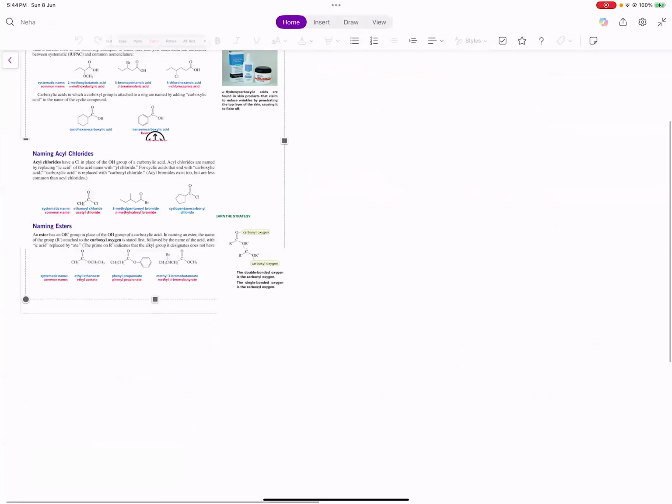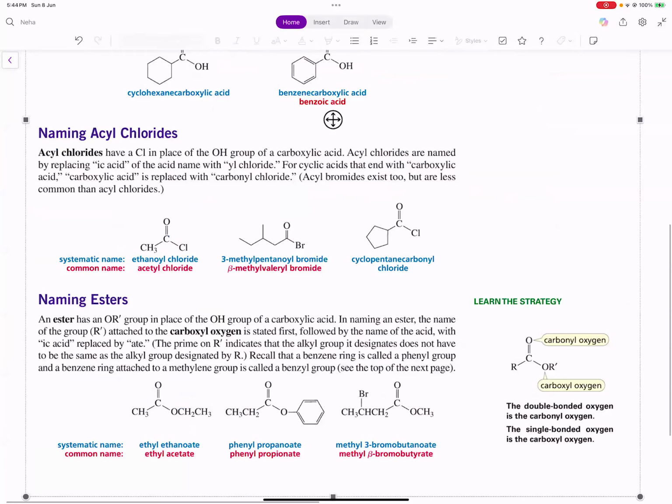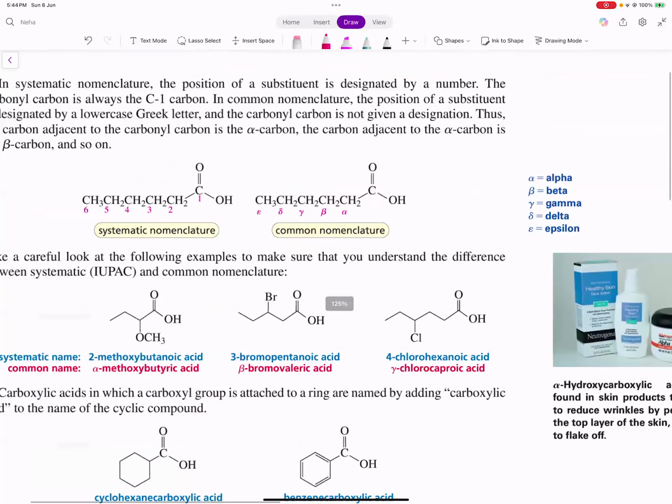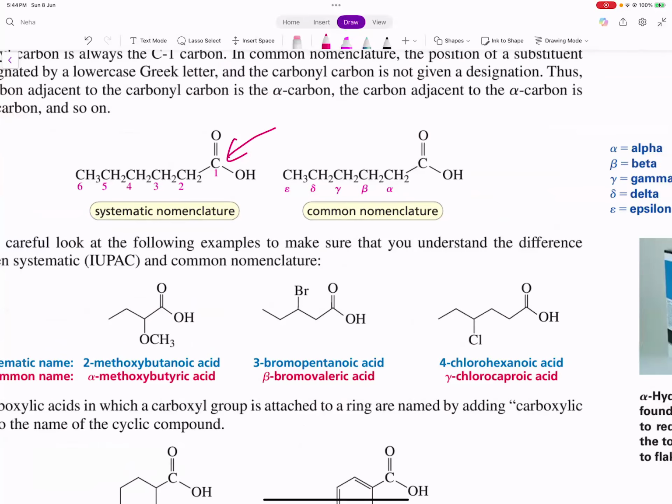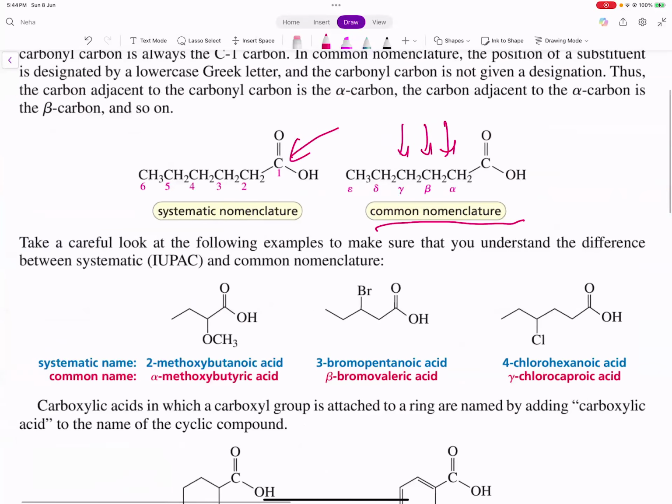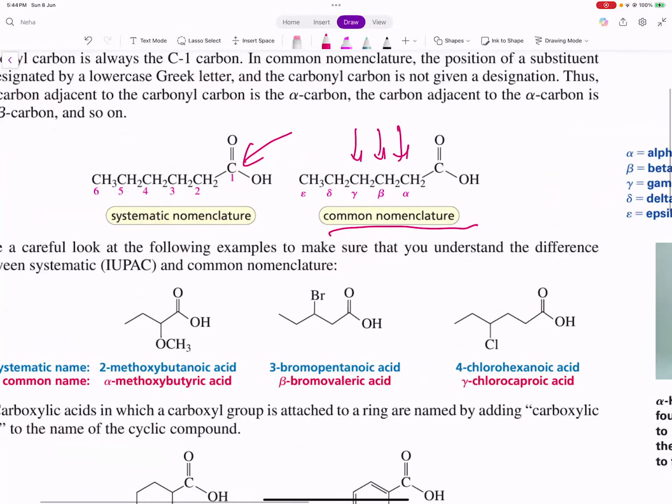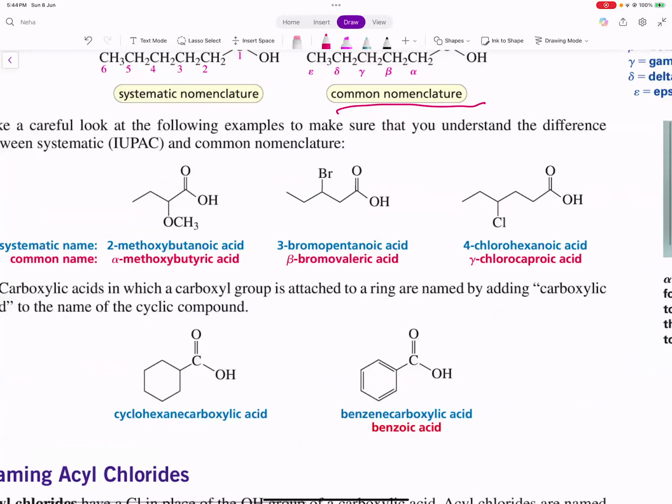See, first of all, in the systematic nomenclature, we are going to count the carbon of the carboxylic acid. But in the common nomenclature, we are going to start with the alpha carbon. So this is the COOH functional group, and the next carbon we are going to call the alpha carbon, then beta carbon, then gamma carbon. And again, you can see the systematic name is 2-methoxybutanoic acid, 1, 2, 3, 4, right? So you can immediately see.